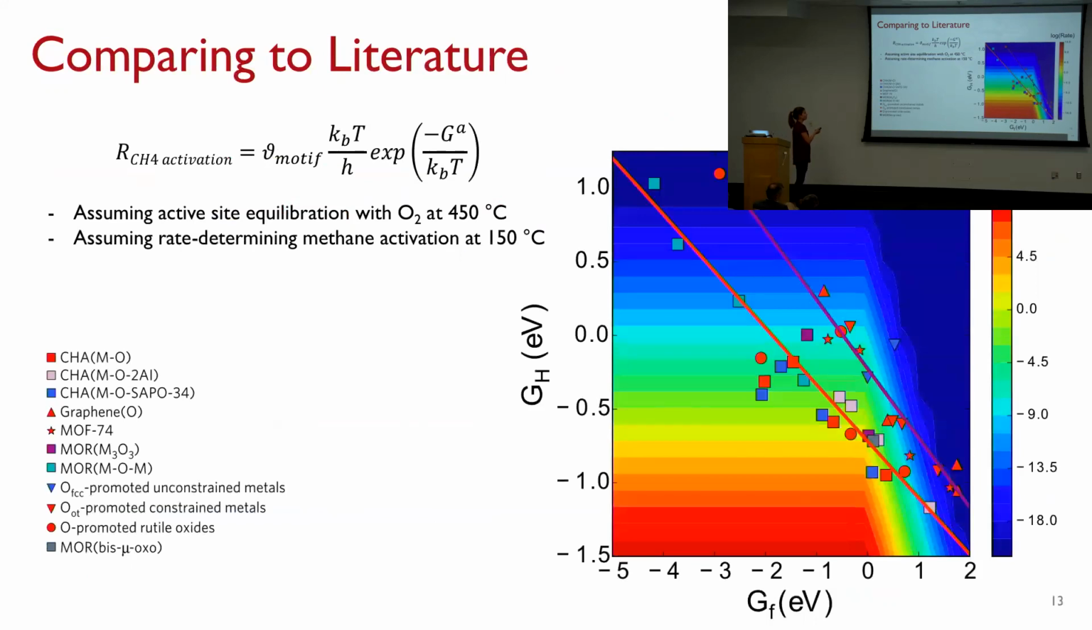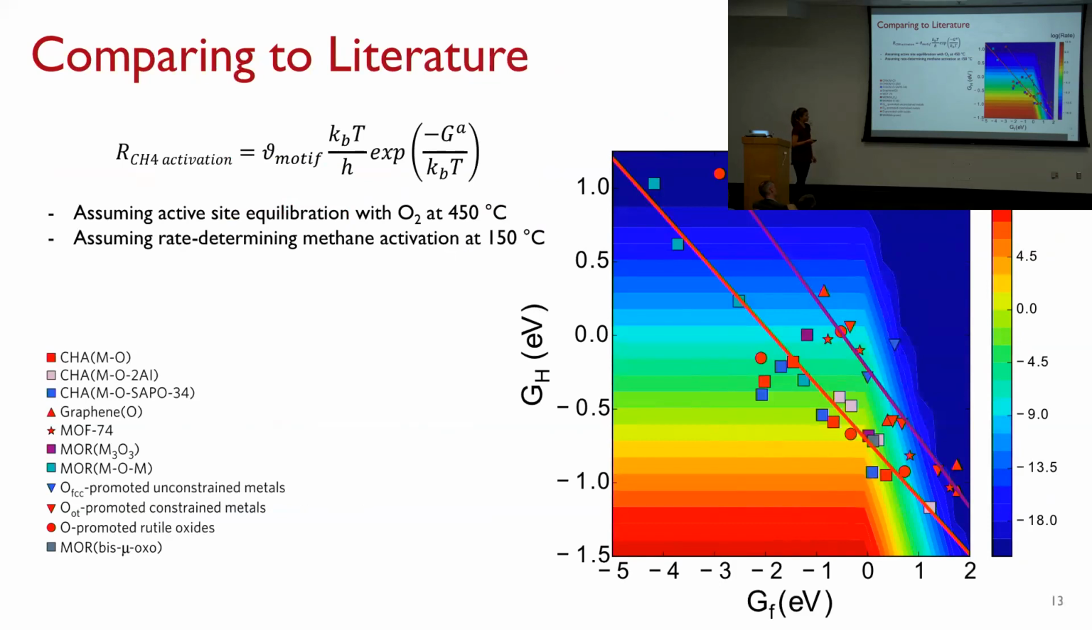So with this equation then, we can make a rate volcano where we now have the formation energy of the active site on the x-axis and the hydrogen abstraction energy of that site on the y-axis. And the colors are going from high rates of activation to low rates of activation.